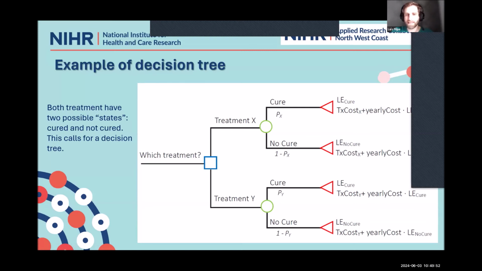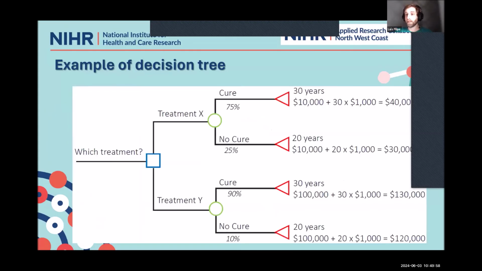Let's forget this. Let's see exactly how this would look if we substitute it with numbers, okay? And again, feel free to interrupt me. You don't even need to raise your hand, just unmute yourself and interrupt me. But that would be this. So treatment X, you can see that it has a 75% probability of curing the person. And if the person is cured, that person will live another 30 years. Now, treatment X has a probability of not curing the person, which is 25%. And in that case, the person will live 20 years.